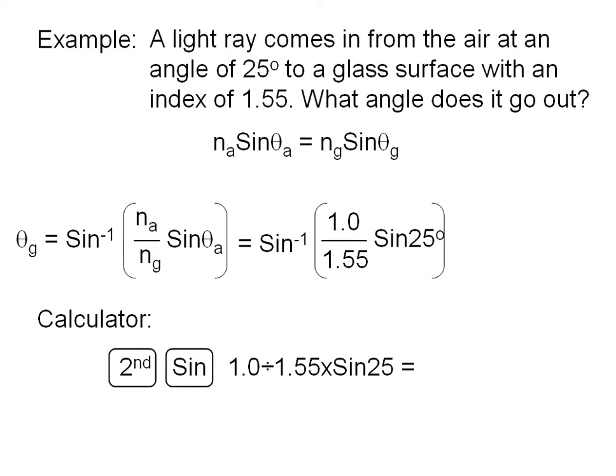And then inside the parentheses, we have 1 divided by 1.55 times the sine of 25. All right, so we get 15.82243. And then we're going to round this off. Our index is 1.55. That's considered to be a constant. We don't count that when we're doing our rounding. The measurement is the angle. The angle is measured to 2 places, so we're going to round this to 2 places, 16. Pause and copy.